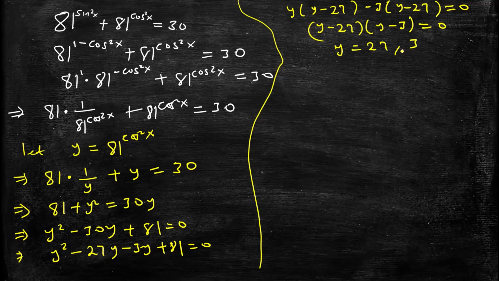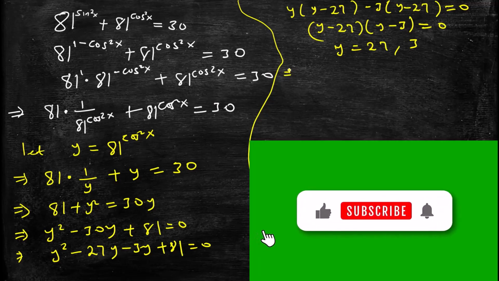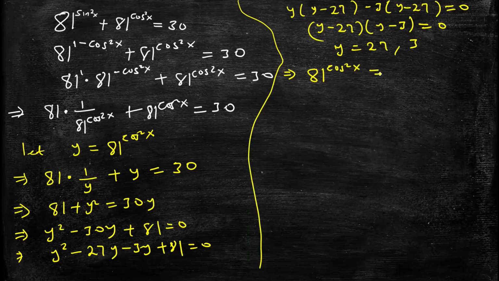But we are not looking for y. This y will help us get the answer. Remember, we represented this one by that. So let's go back and substitute the answers. The first answer for y is 27. So we have 81 exponent cos squared x equals 27.